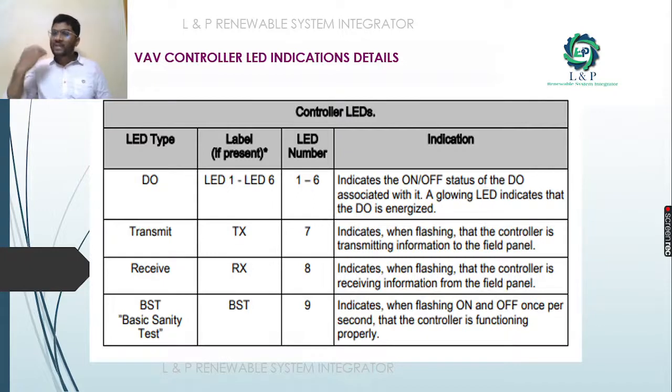So the controller is transmitting some information to the field panel, and if the RX, that is the receiving indication LED, is flashing, it means the controller is receiving some information from the field panels. And for the basic sanity test also, we have an LED flashing on and off once per second, which means the controller is functioning properly.